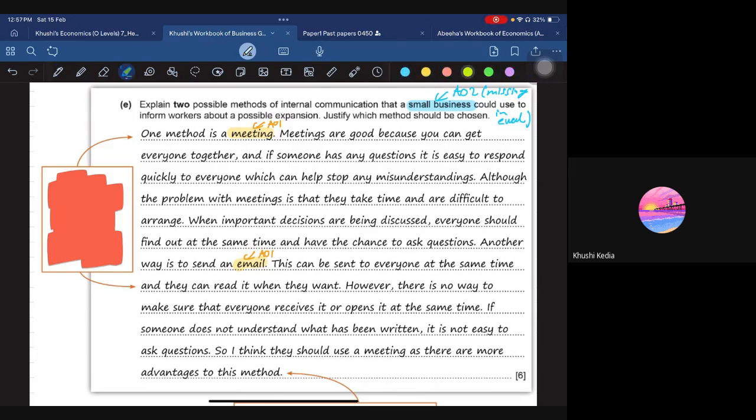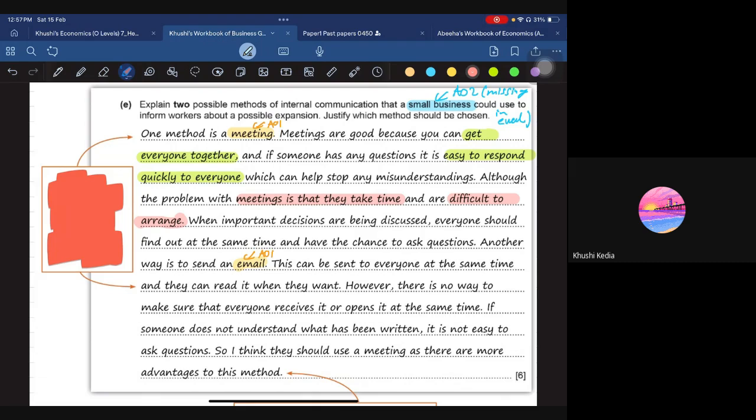Okay, wait. First, we'll see. Get everyone together, easy to respond quickly to everyone, and stop any misunderstanding. These are the advantage side that he has given. Okay, fine. Drawback side analysis: they take time and they're difficult to arrange. Okay.